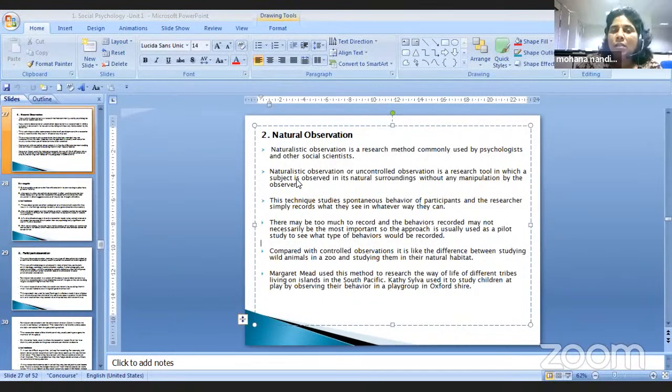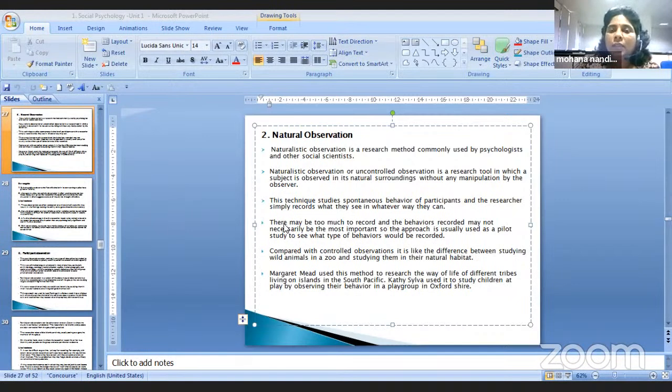But then natural observation, a research method commonly used by psychologists or social scientists. So what do they do in natural observation, as opposed to controlled observation? It is a research tool in which the subject is observed in natural surroundings without any manipulation by the observer. See, we will go back to the first example. Whenever we observe a person playing in a playground, the person doesn't know what exactly we are doing. Here we are observing his behavior.